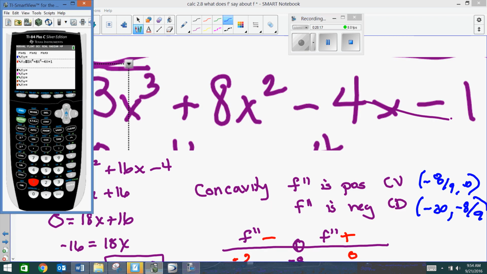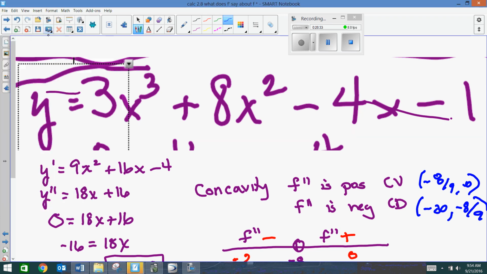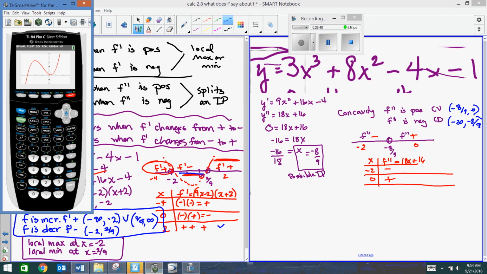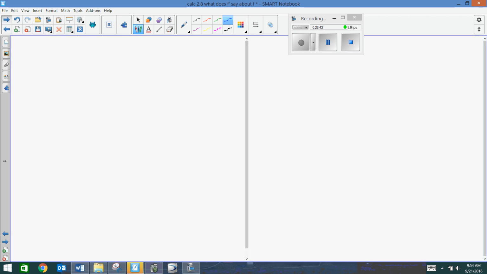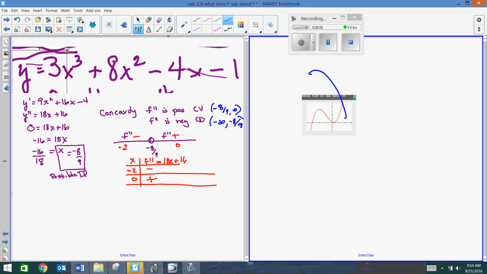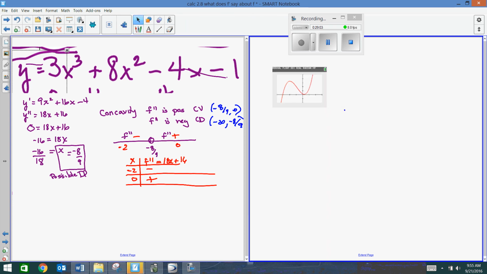Okay, I'm back. We have a graph. We have a terrible window, probably. Oh, not too bad. Okay, so let's check out what we know about this thing. I'm going to go back to double window and a blank window. Okay, so my graph looks like that. Now, we should be able to verify everything we just found analytically with the calculus.